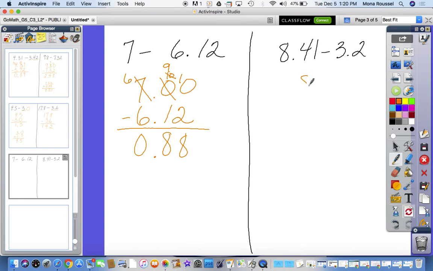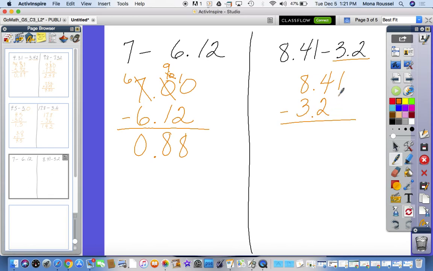The last problem we're going to work together is 8 and 41 hundredths minus 3 and 2 tenths. And the decimal point is here. The 3 is in front of the decimal, the 2 is behind it. We cannot shift these digits and move them as we want around with the decimal. They have to stay in the same places they were in the problem.